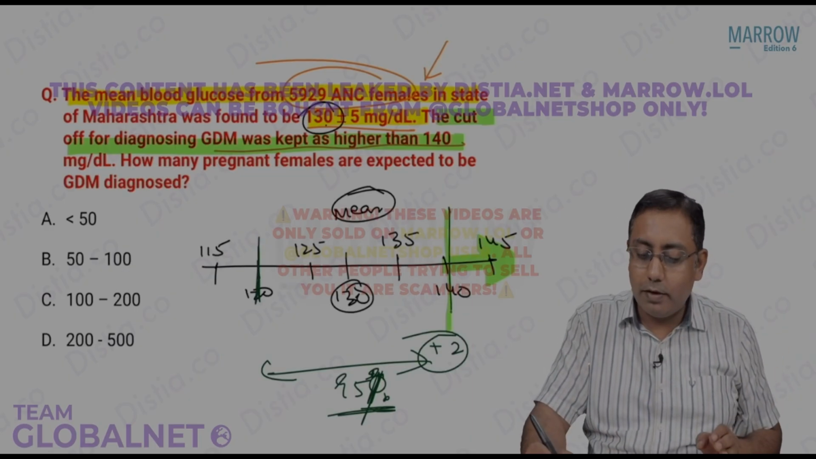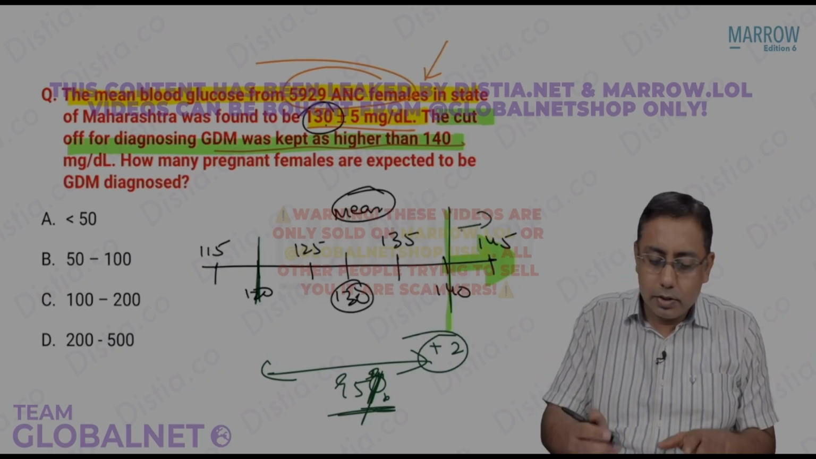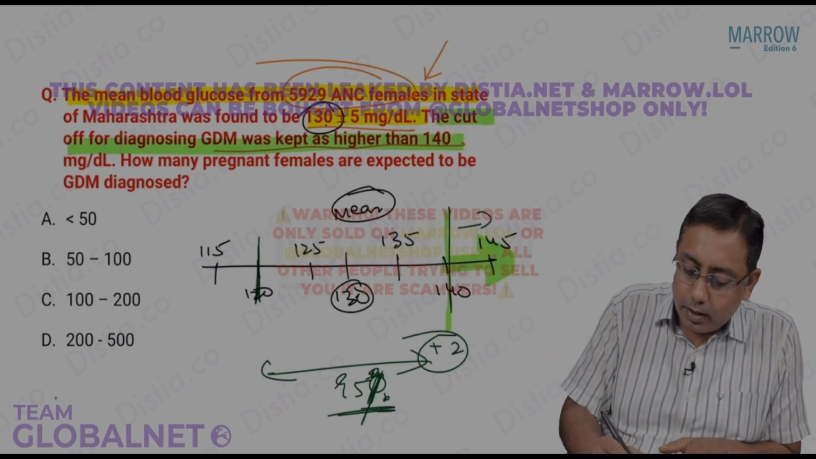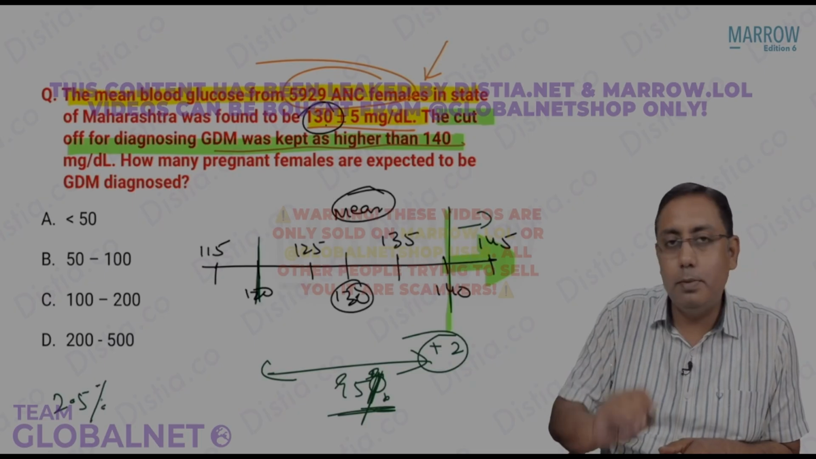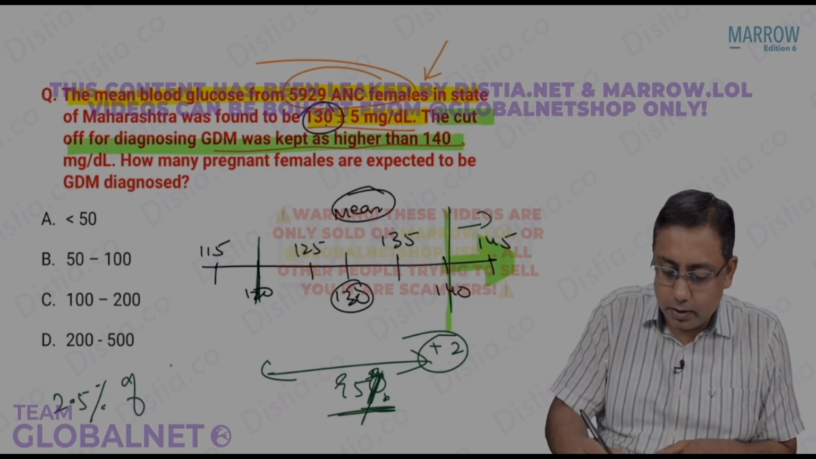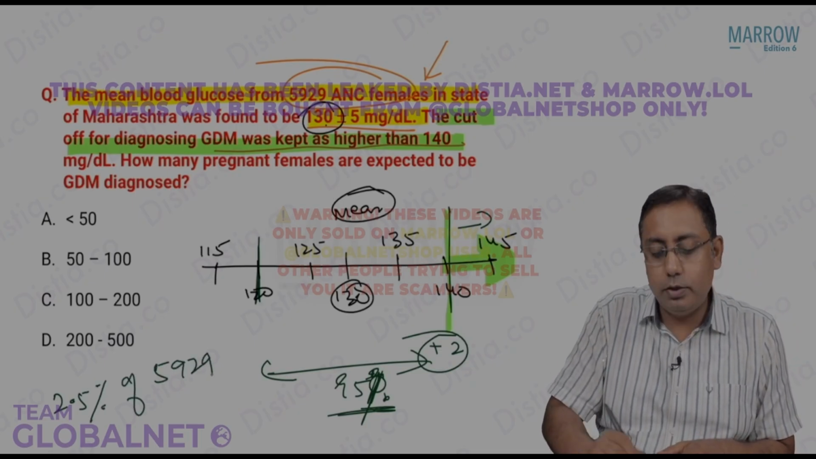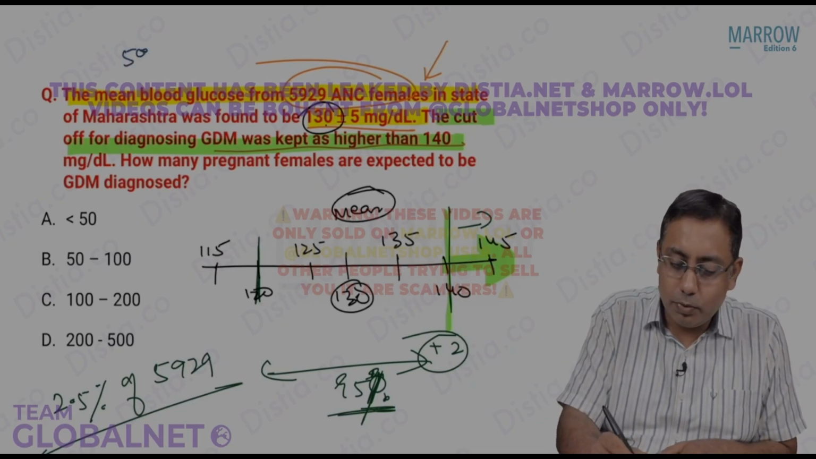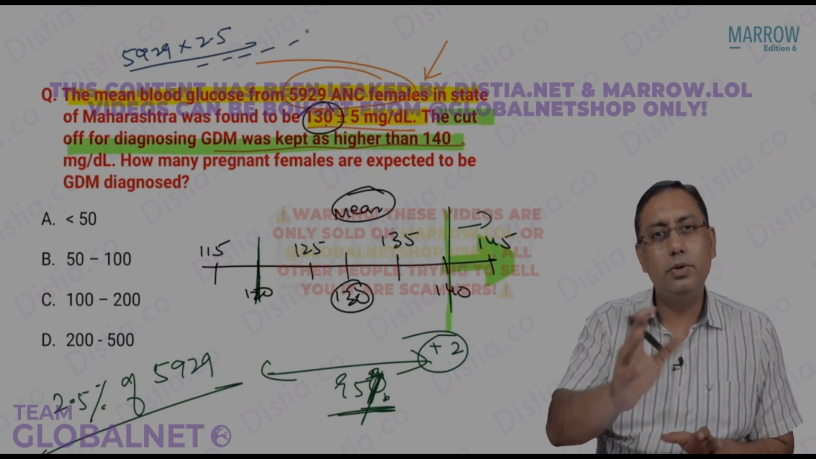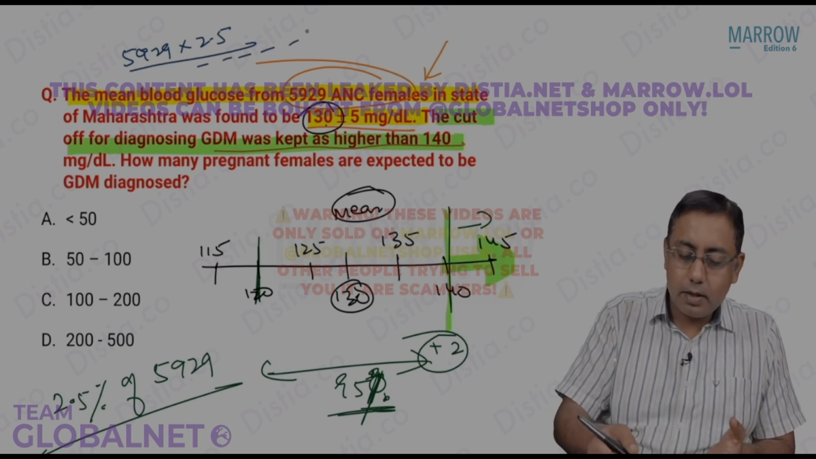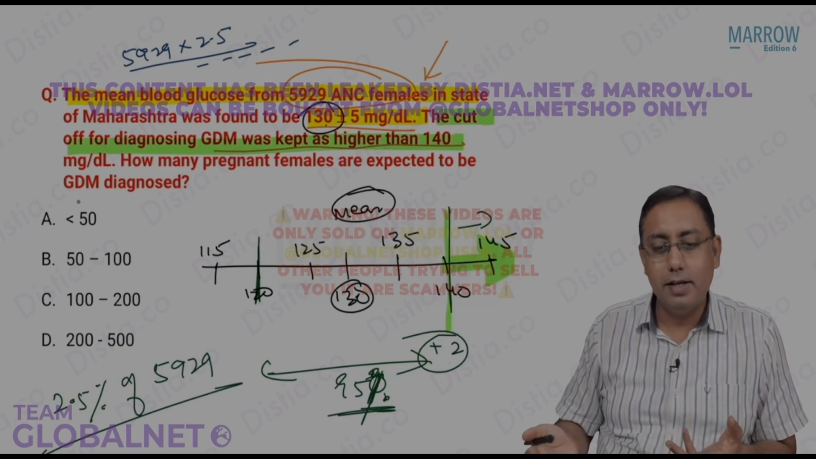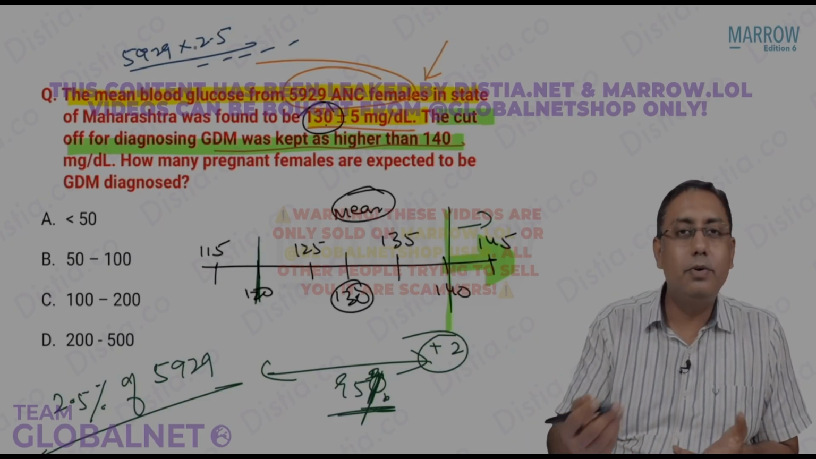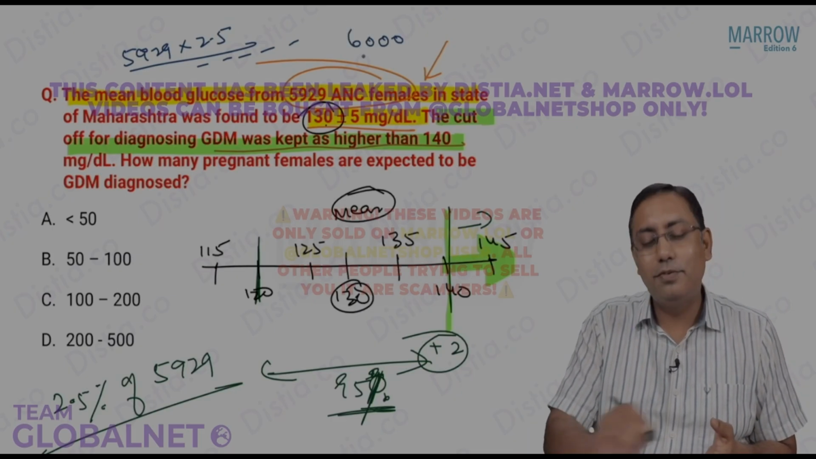2.5% will be less than 120, 2.5% will be more than 140. So that means what is the total number? It will be 2.5% of 5929 patients. So don't start over here by multiplying 5929 into 2.5, don't do that. It's not required. Just look at the options at least. If you just look at the options, you can round it off to 6,000, right?